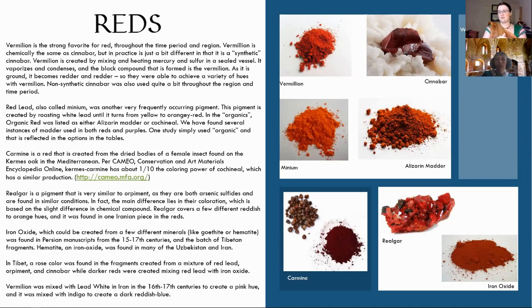So realgar is very similar to orpiment, if you're familiar with orpiment, in that it's an arsenic sulfide and it's found in similar conditions. The main difference between realgar and orpiment is the color.